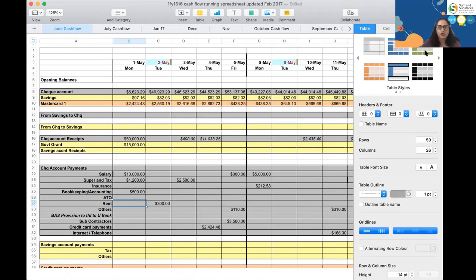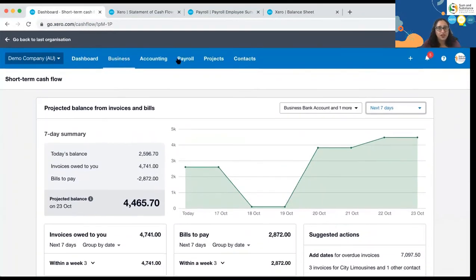So when I talk about the balance sheet, I'll quickly go back to Xero again. I hope this is not boring. I hope you're finding it useful, guys.